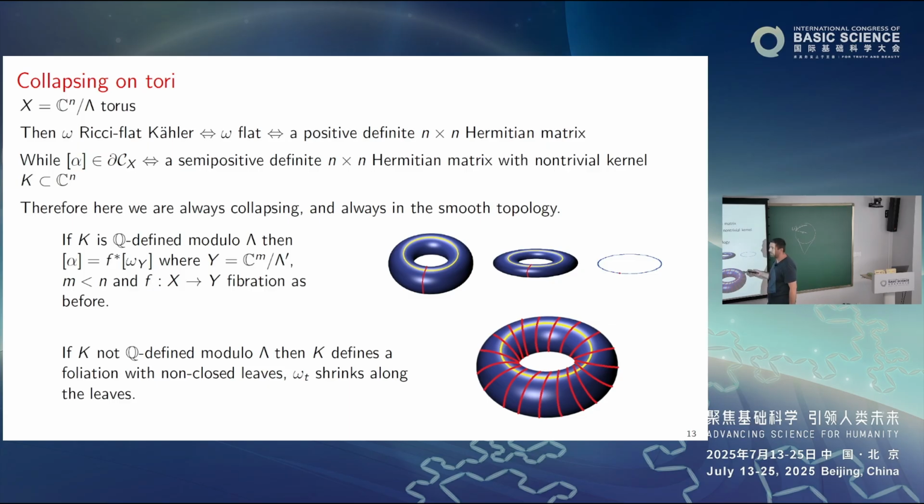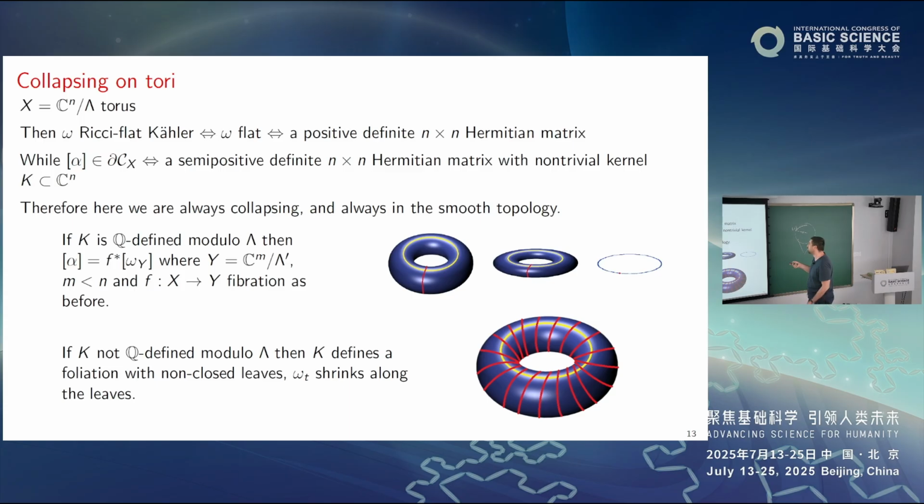And observe that if I have a semi-positive definite matrix with non-trivial kernel, the determinant is 0. So that means that you're always in the collapsing case. The determinant is this integral of alpha to the n. It's just the determinant of this matrix. So on tori, you don't see this non-collapsed behavior. You only see the collapsing behavior.